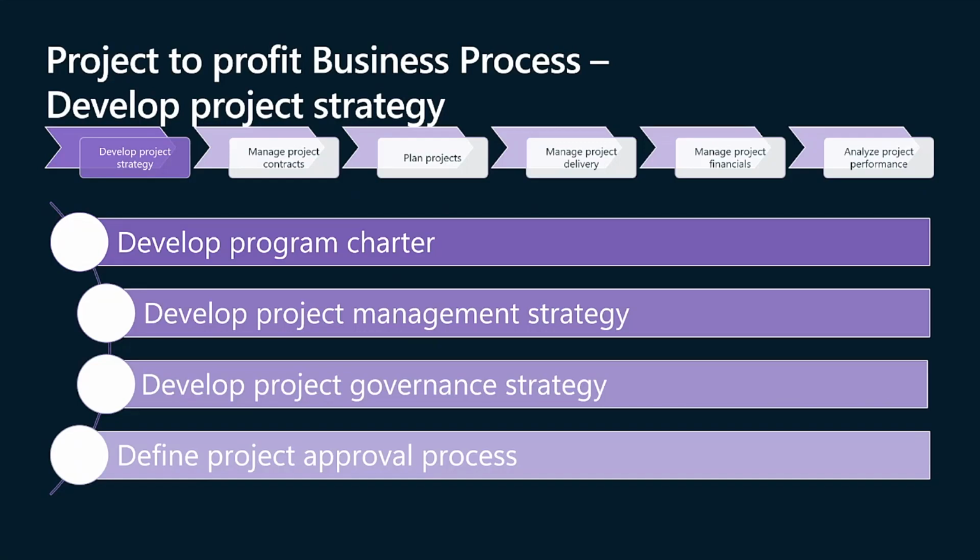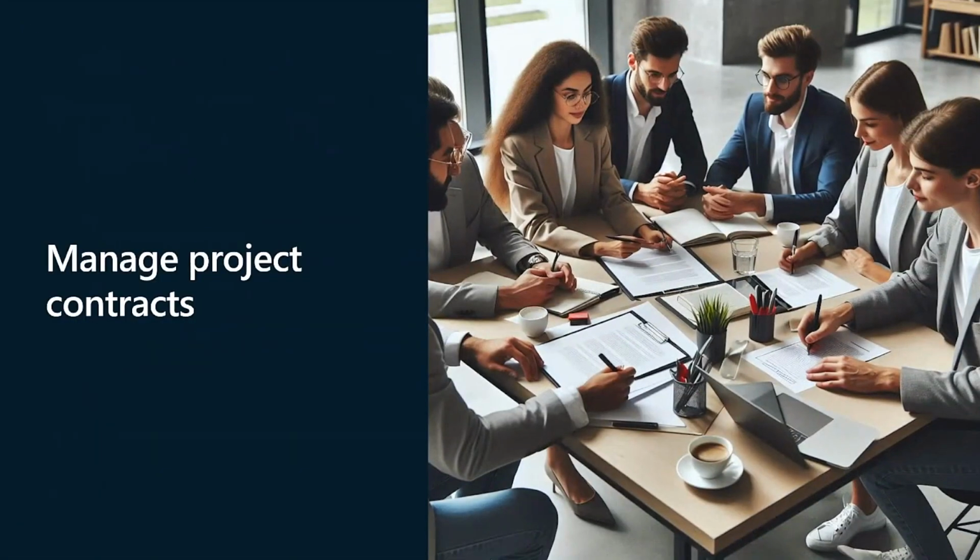Define project approval process, outline criteria and procedures for approving project deliverables and milestones, including the approval hierarchy and required documentation to ensure all outputs meet required standards before implementation. By following these steps, we can develop a robust project strategy that provides a clear roadmap for successful project execution and delivery. Now, let's move to the second business process, L2, manage project contract.